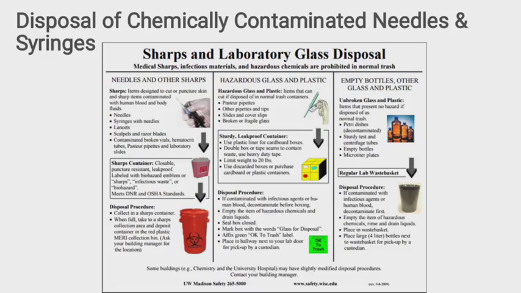And here are the flow sheet diagrams of sharps, which include needles and syringes. When contaminated with human blood, they may be disposed of by the disposal procedure. And for hazardous glass and plastics, and then empty bottles and other glass and plastics, they may be disposed of by the disposal procedure from which the waste may be contaminated.